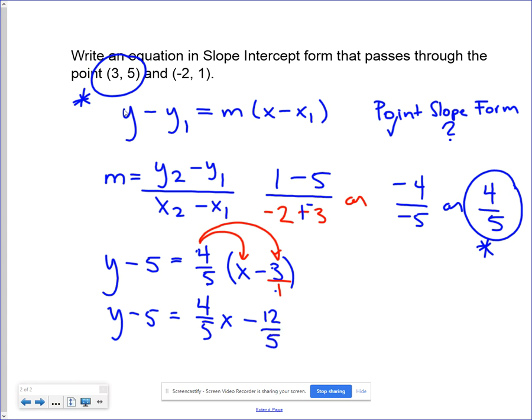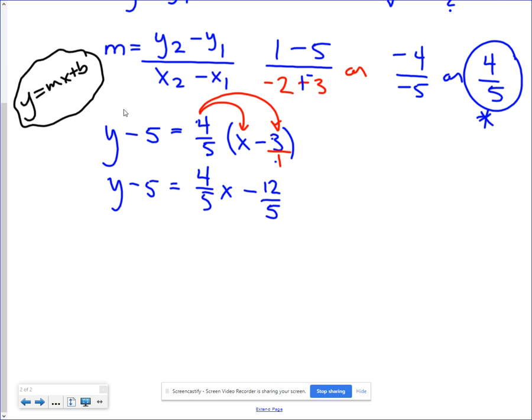We're trying to write this in slope-intercept form. Remember, slope-intercept form is y equals mx plus b. We want our final equation to look like that. So what we need to do next is add 5 to both sides. Since I'm adding 5 to negative 12/5, I'm turning 5 into a fraction. We get y equals 4/5 x. And then we have to add these together.